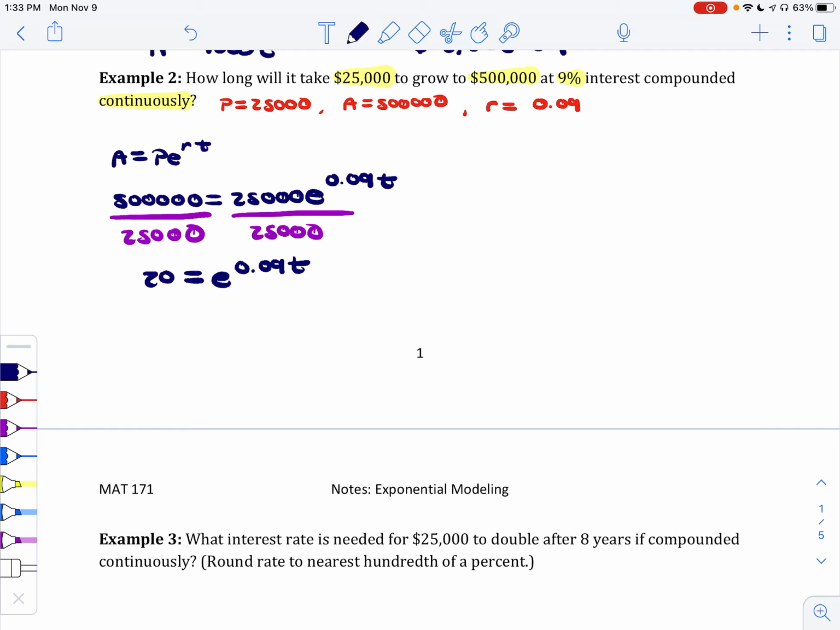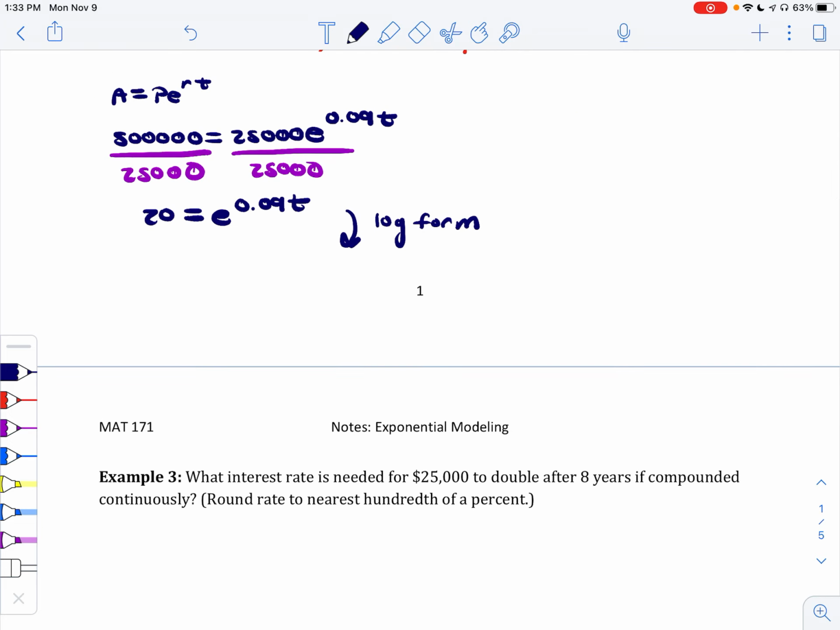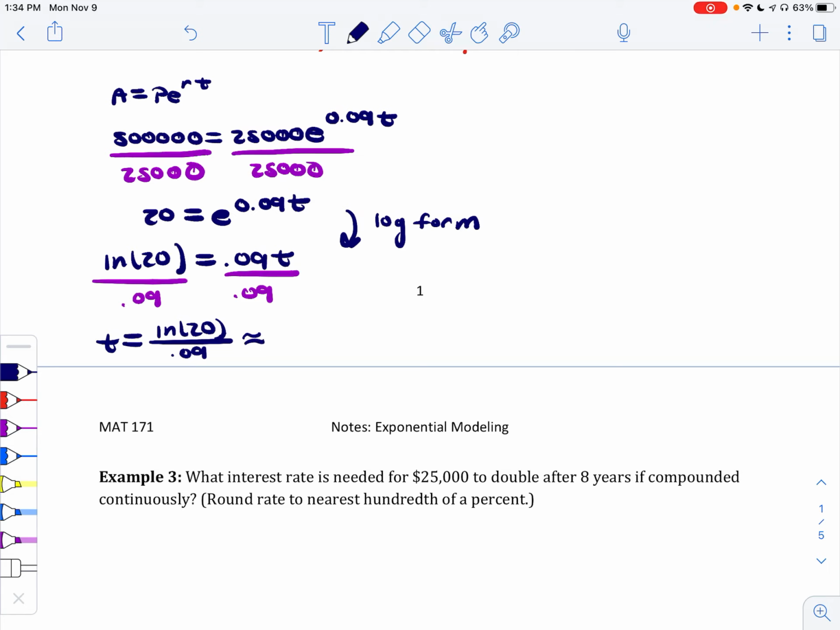All right, from here then, we use the definition of a log to change this into log form. And since it's a base of e, it's going to change to a natural log. So natural log of 20 is equal to 0.09t. Divide by 0.09 on both sides, and then just plug it in your calculator. So natural log of 20 divided by 0.09. If we plug that into our calculator, we get approximately 33.29 years.